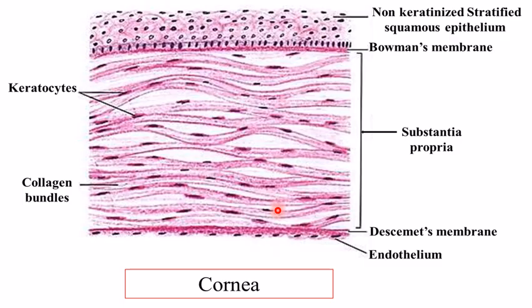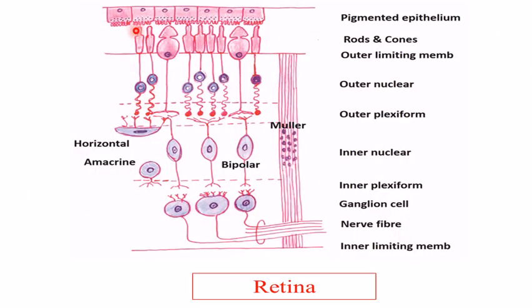Here is the cornea. It's formed of non-keratinized stratified squamous epithelium resting on Bowman's membrane, substantia propria formed of regular collagen bundles in between the keratocytes, Descemet's membrane, and the endothelium. Here is the retina: pigmented epithelium, rods and cones, outer limiting membrane, outer nuclear, outer plexiform, inner nuclear formed of the bipolar, horizontal, amacrine and Muller cells, inner plexiform layer, then the ganglion cells, then the nerve fiber, and the inner limiting membrane.